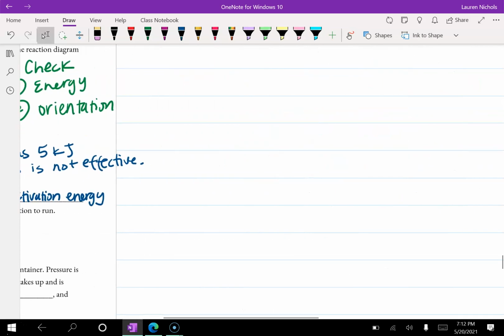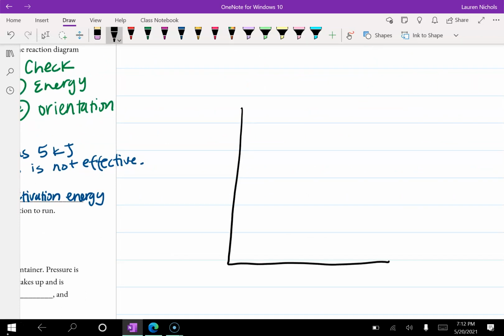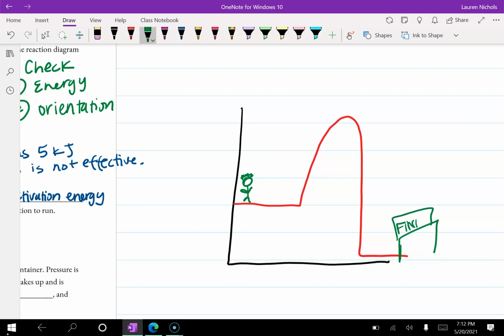So this is because, let's say we're looking at a reaction diagram that looks like this, and pretend this is you. You have green hair, and you're running a race, and this is the finish line down here. In order to get to this finish line, you have to run all the way up this hill. What if you had something that lowered your activation energy, or the path it takes, by making sure you're oriented correctly? Well, then if you only have to run up this short hill, that will take less time.